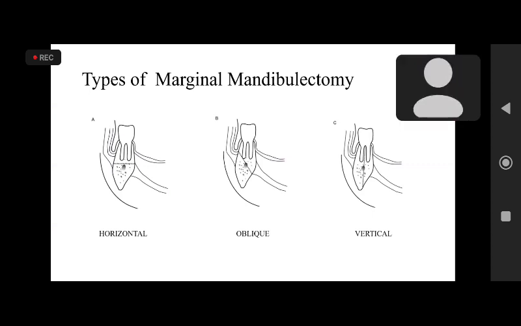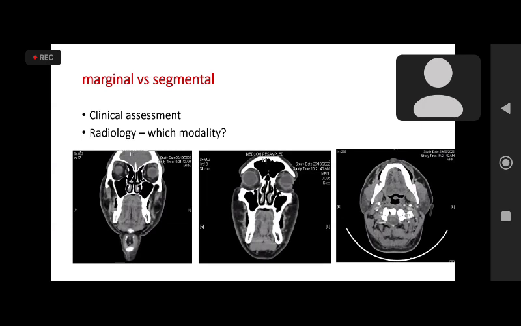Right, right. Thank you, ma'am. Thank you. So coming now to the radiology, Dr. Abhishek, could you please give us some pointers about which modality to choose and which is better to assess spread and involvement of bone by the tumor?